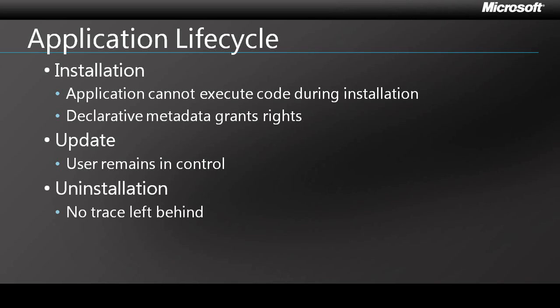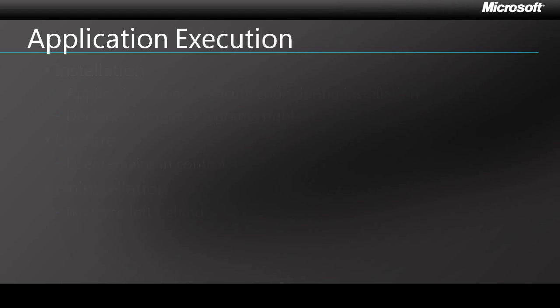Now, because of the high degree of control which surrounds the installation process, an application can be removed without leaving any trace of itself. The Windows Phone operating system runs each application in complete isolation.